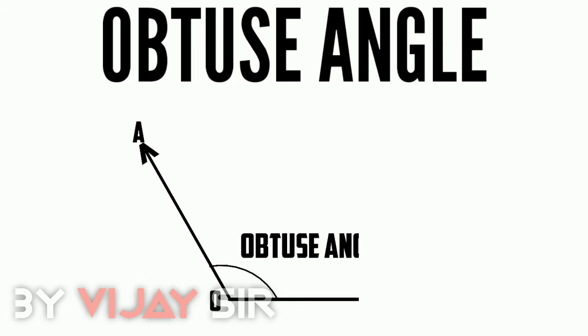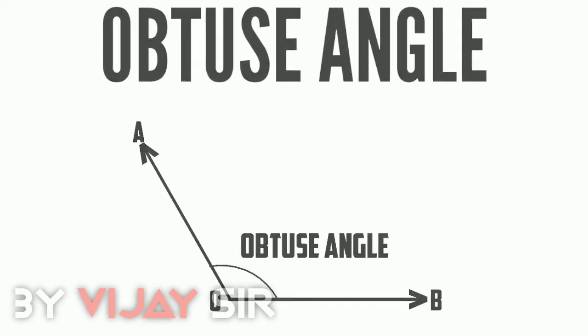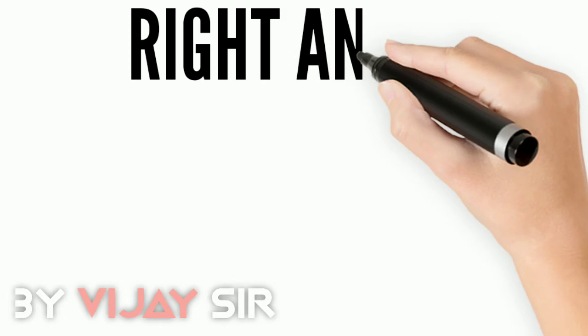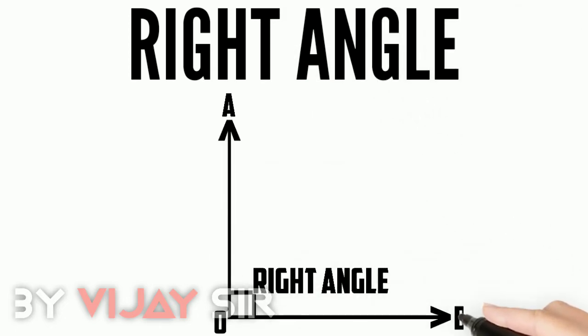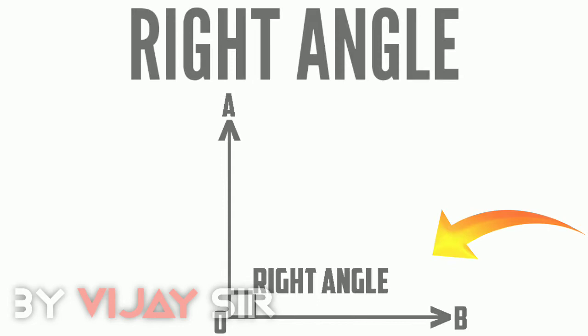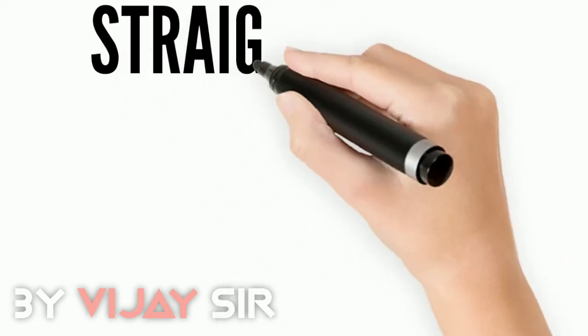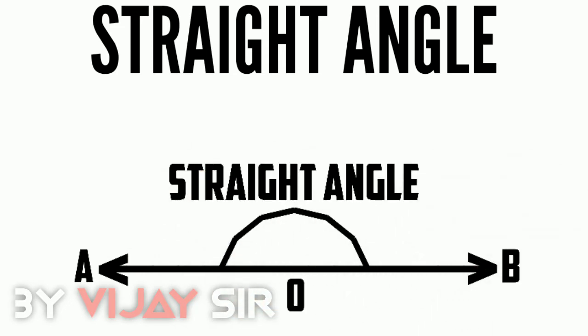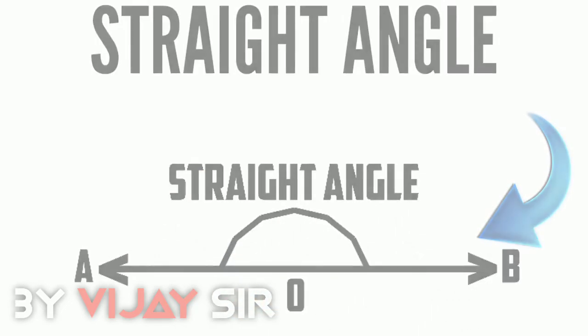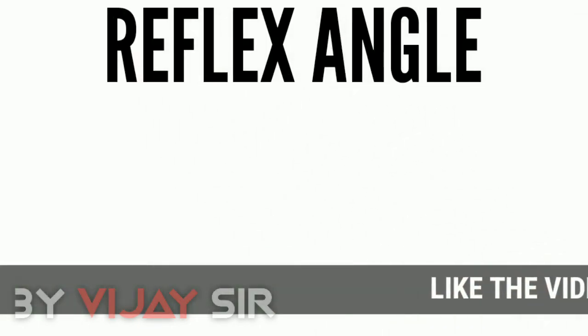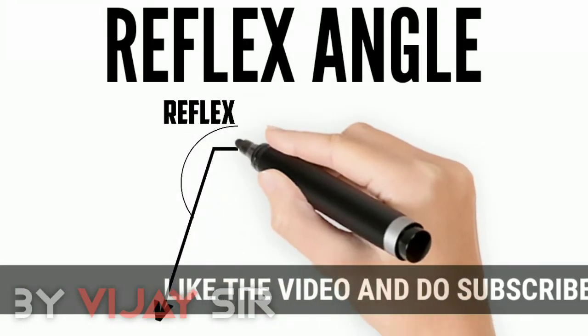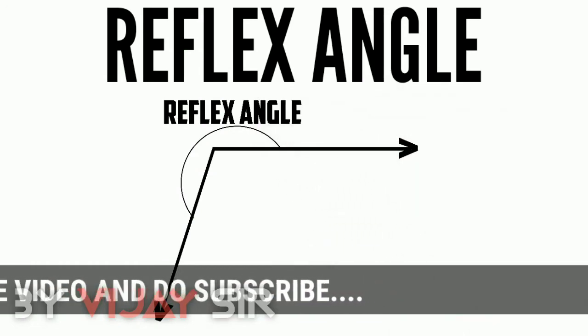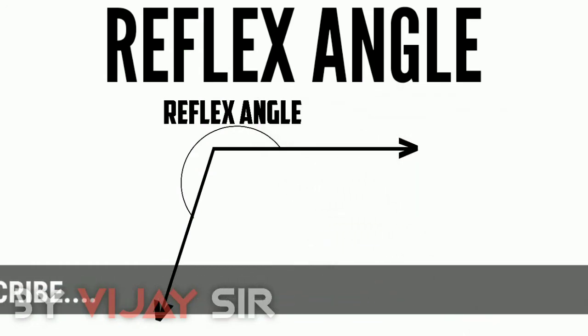Number second, obtuse angle. An angle whose measure is between 90 degrees and 180 degrees is called an obtuse angle, like this. Number third, right angle. An angle of 90 degrees is called a right angle, like this. Number 4, straight angle. An angle of 180 degrees is called a straight angle, like this.